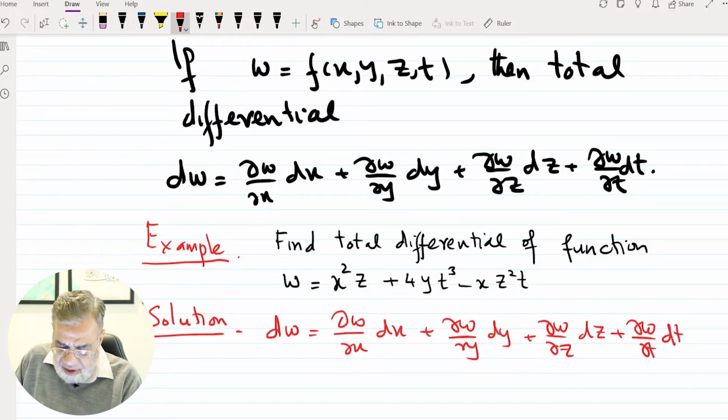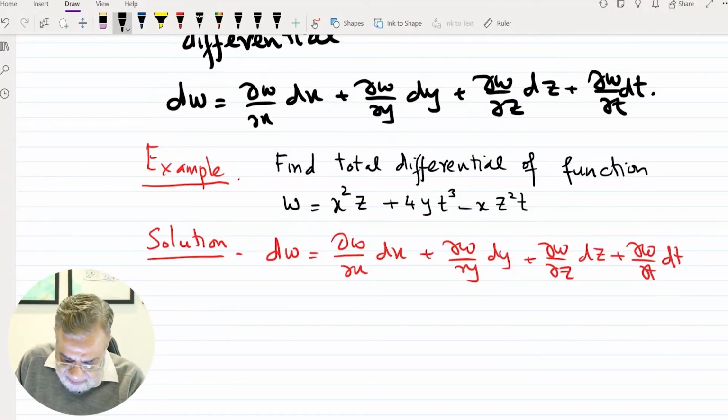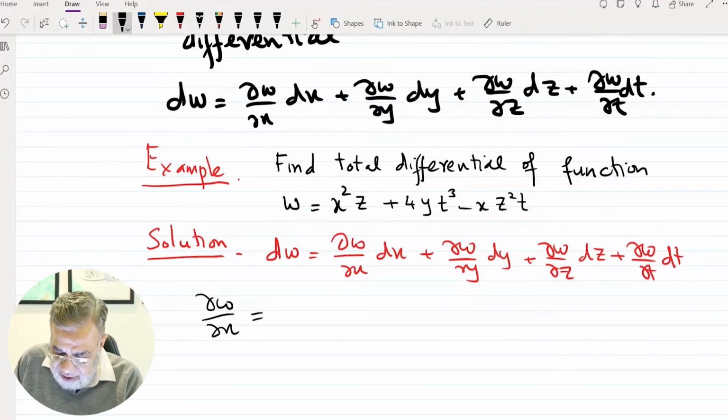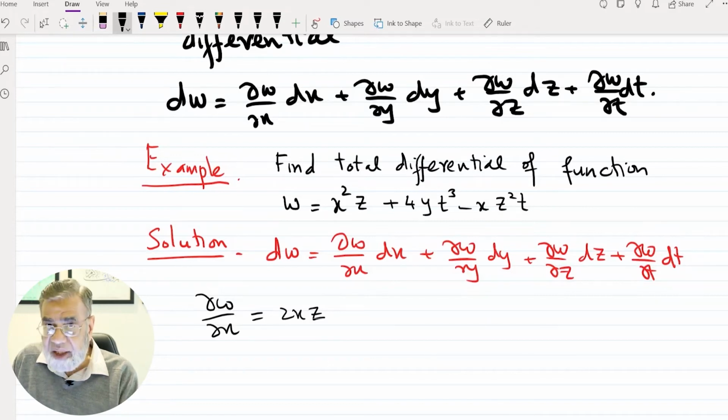As I told you in the last lecture also, it's very important to know partial differentiation, because we have a lot of applications continuously regarding that. Now when I want to differentiate with respect to x, it means y, z, and t are constant. Only one variable is changing. So my partial w partial x: differentiating x squared z gives 2xz. There is no x in the second term, so the value will be 0. In the last term, the derivative of x is 1, so we get minus z squared t.